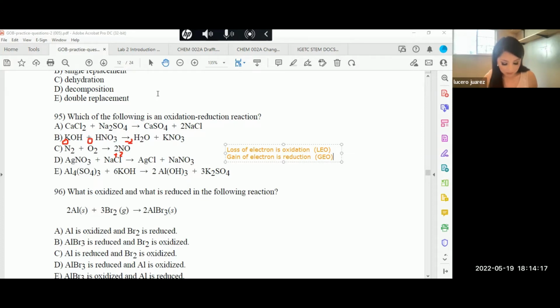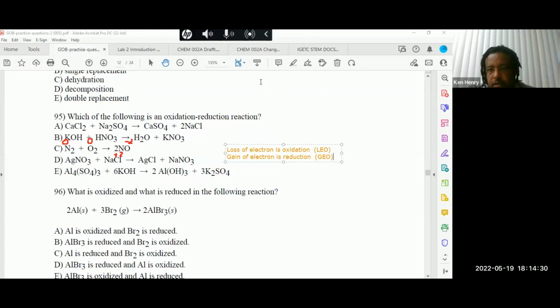So would the answer be C? That is C, that's right. The other ones, if we take a look, are double replacement reactions. Anytime you have a double replacement reaction, it's not going to be an oxidation-reduction reaction. So that's another thing to remember.